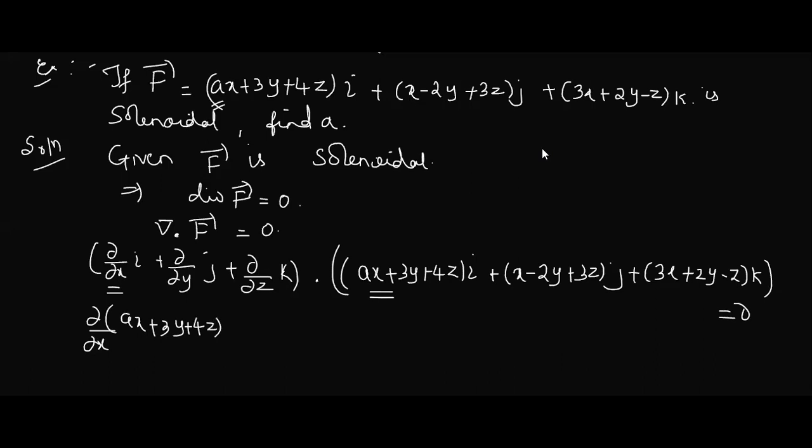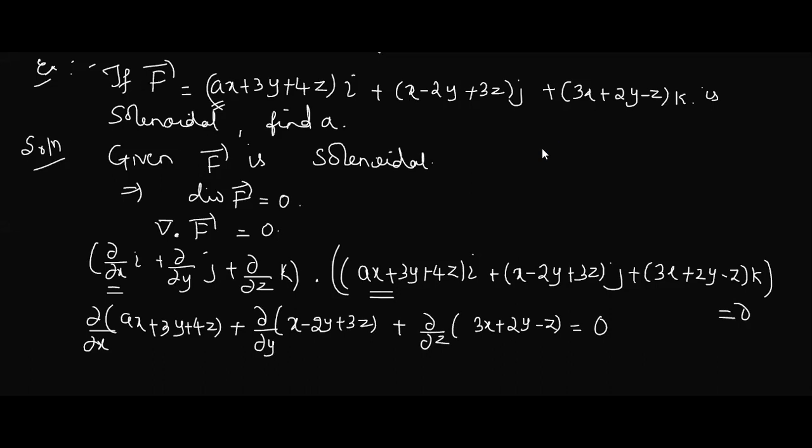Very good. Help me in writing the second term: dou by dou y of x - 2y + 3z. Very good. Last term: dou by dou z of 3x + 2y - z. This equals 0.